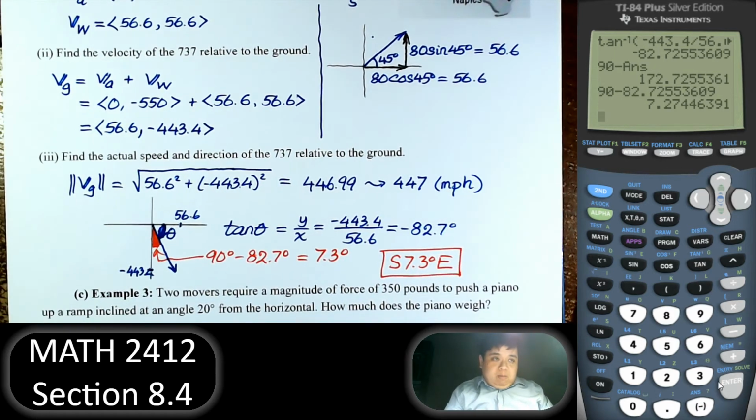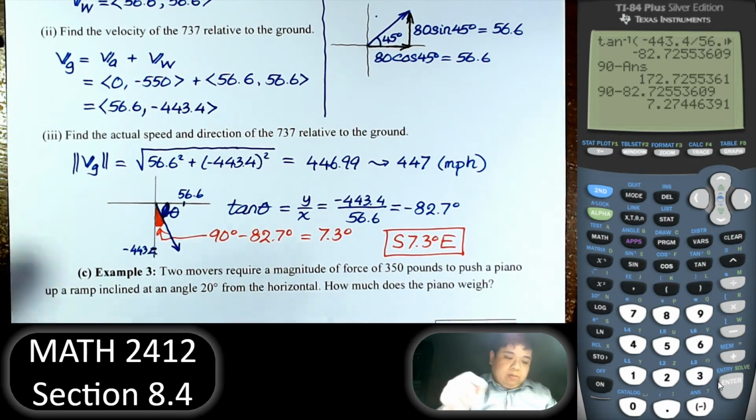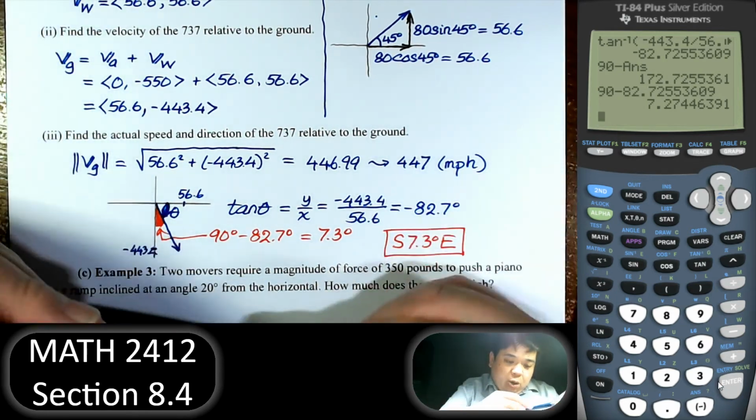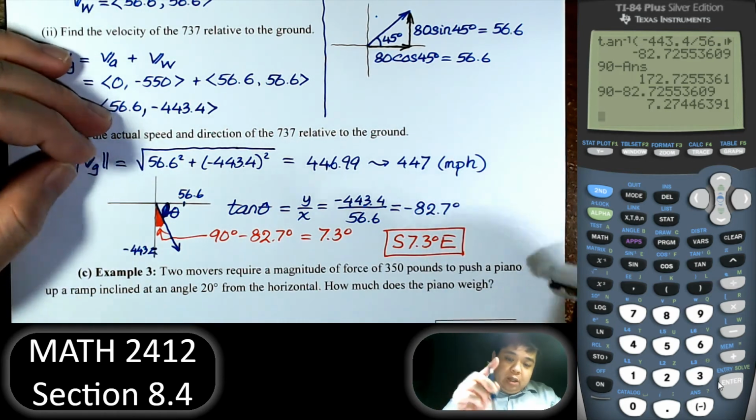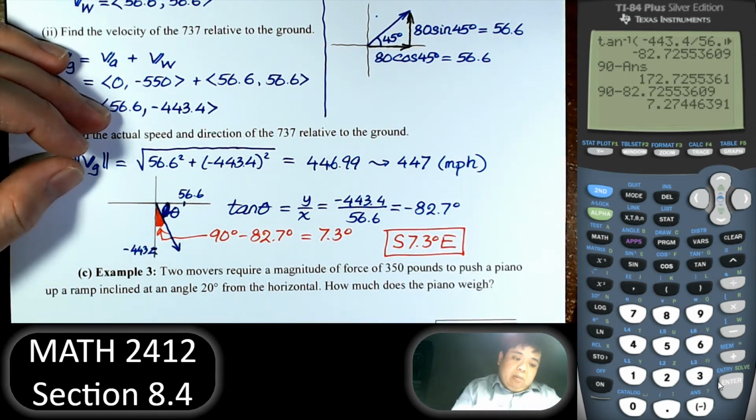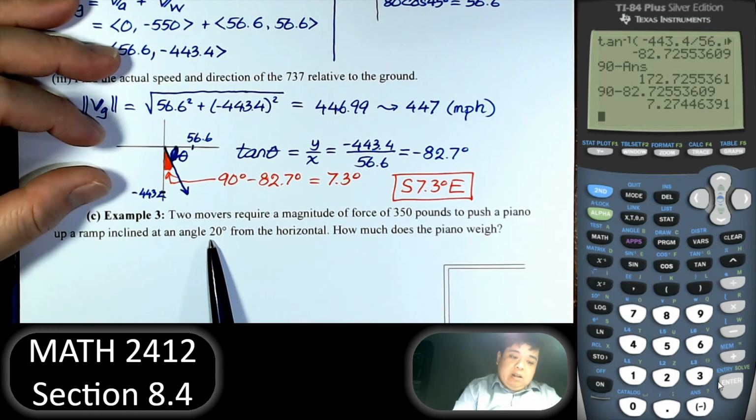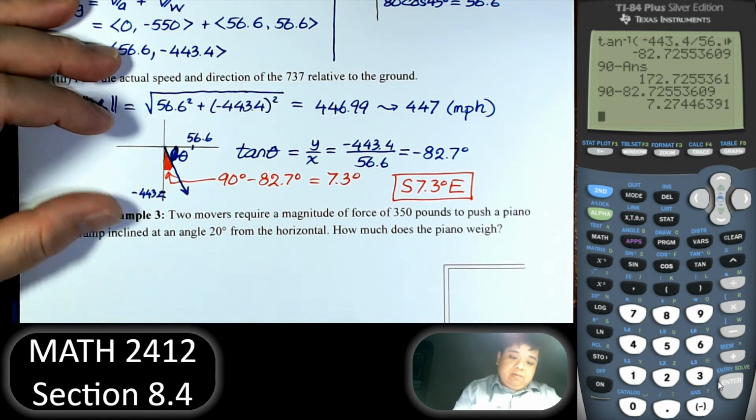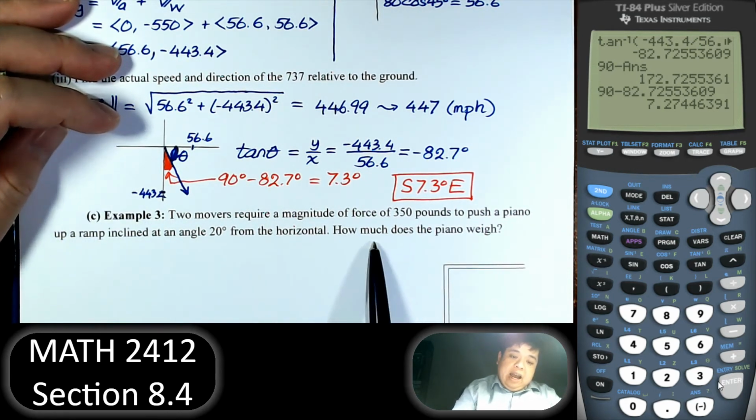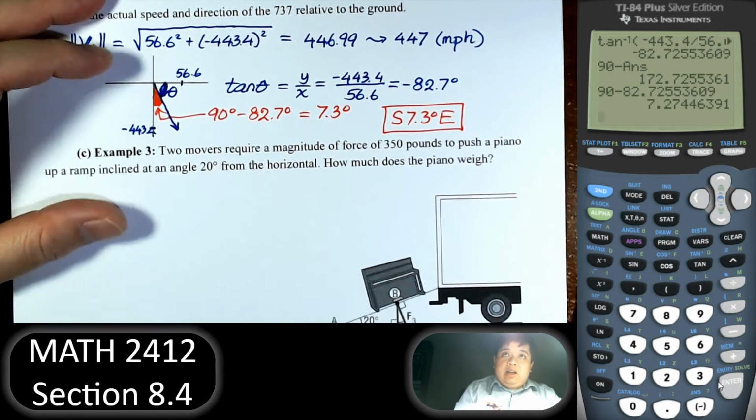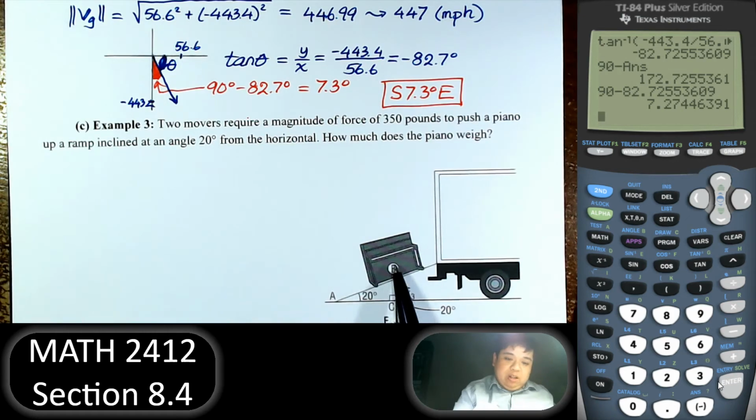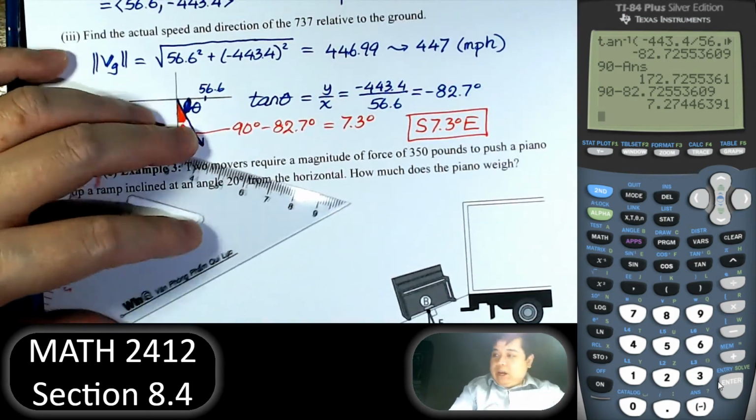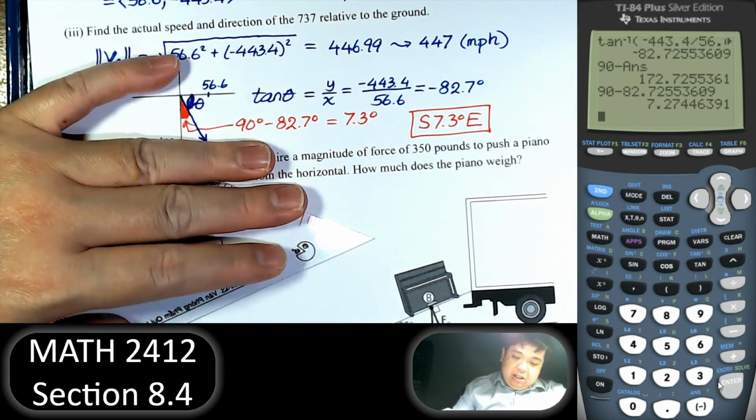Now, let's go to this example. Two movers require a magnitude of force of 250 pounds to push a piano up a ramp of 20 degrees from horizontal, so an inclined plane. How much does the piano weigh? Assume that there's no friction between the piano and the plane. Right, so we have the inclined plane.